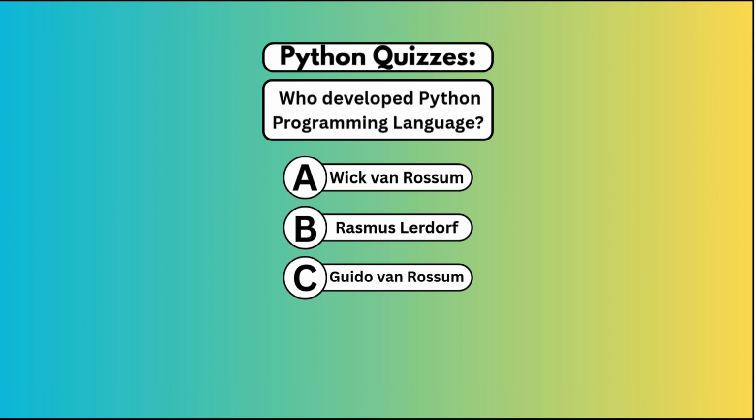Python programming quiz question. Number 1. Who developed Python programming language? Python language is designed by a Dutch programmer, Guido van Rossum, in the Netherlands.